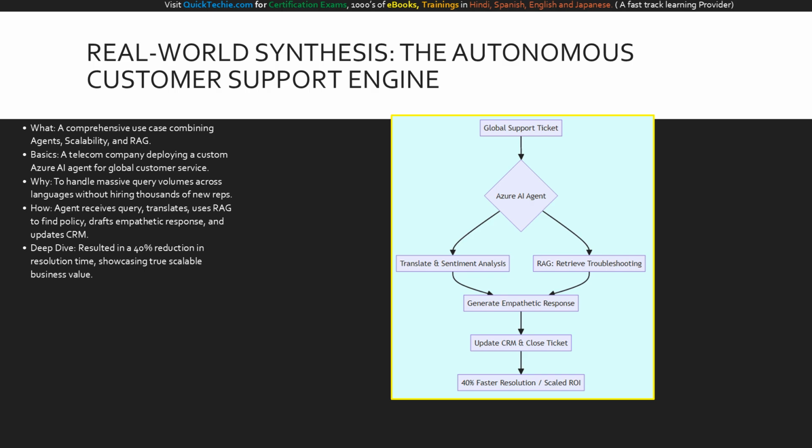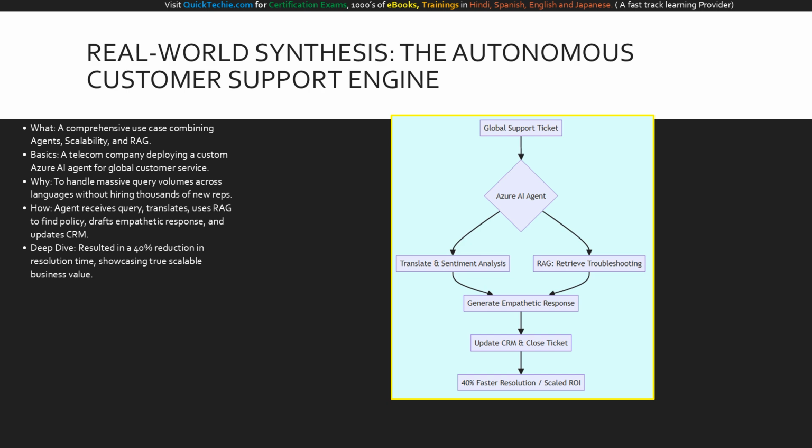How does it work? When a customer submits a ticket, the AI agent instantly translates the text, analyzes the sentiment to see if the customer is frustrated, and then uses RAG to retrieve the exact troubleshooting steps from the internal knowledge base. The agent then generates a highly accurate, empathetic response in the customer's native language and logs the interaction in Dynamics 365. The business value: this implementation reduced resolution times by 40%, enabling 24/7 service without increasing headcount.